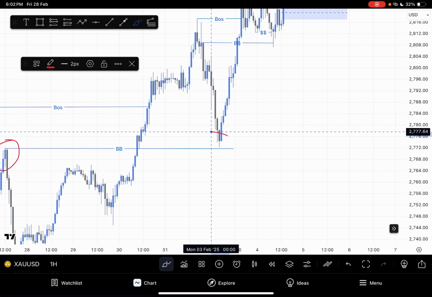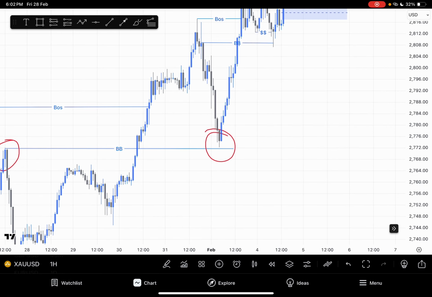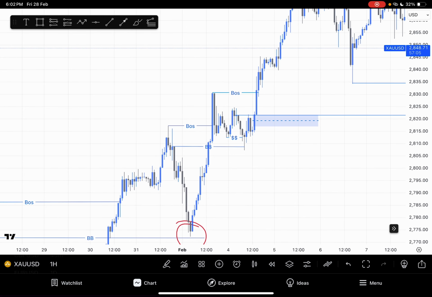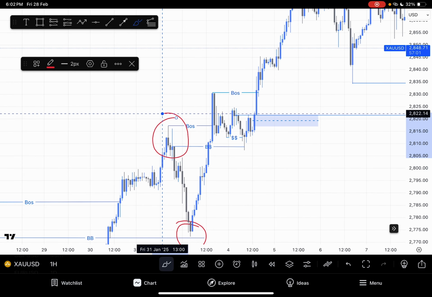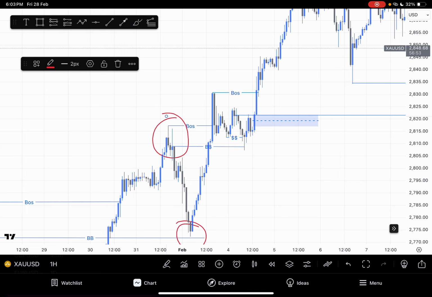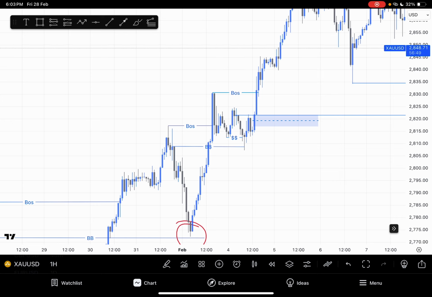You see price now came for the breaker block. Price came for the breaker block again, taking out the previous high again, creating another break of structure. So what makes the breaker block valid at that point? Remember what I told you, there must be a liquidity grab.